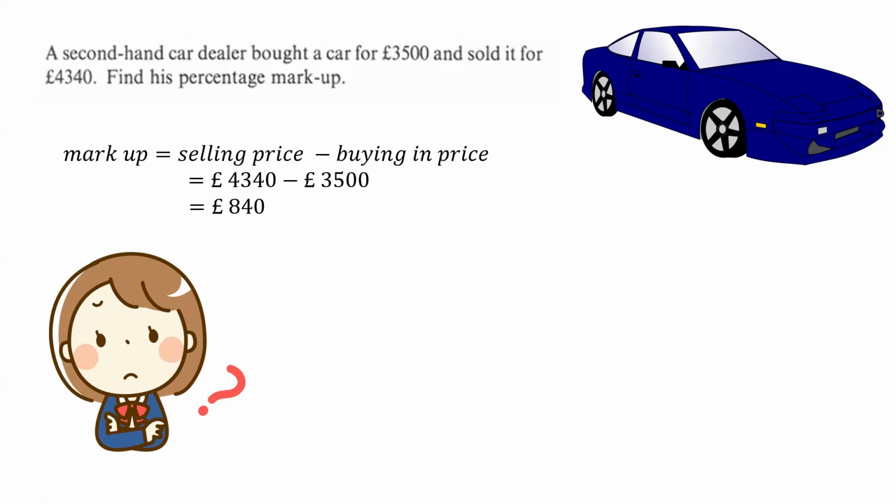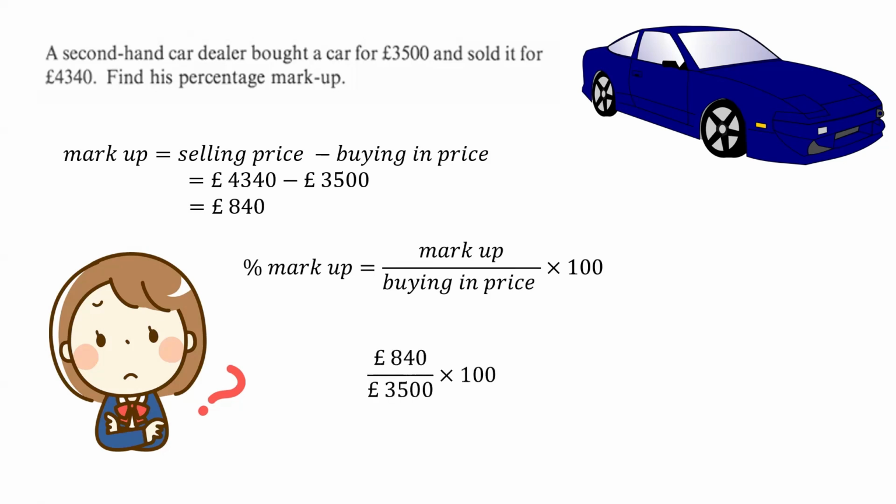Now let's see how we are going to find the markup percentage. That is given by this equation: markup value divided by buying price, multiplied by 100. Let's substitute those. Markup is given as 840 pounds, divided by the buying price, that is 3,500. And then when we multiply by 100, we will get the answer as 24 percentage. So that is the markup percentage for this.